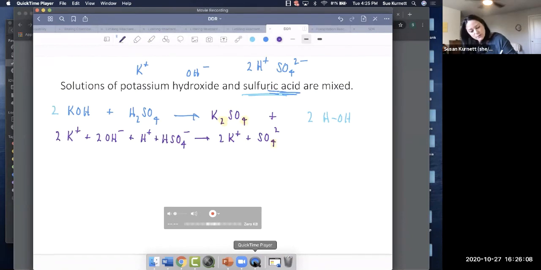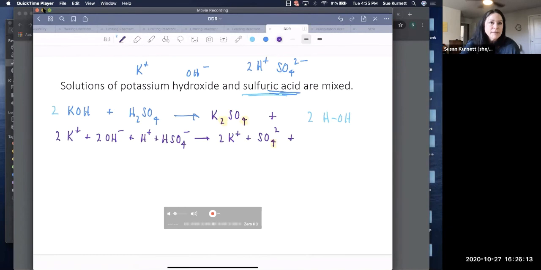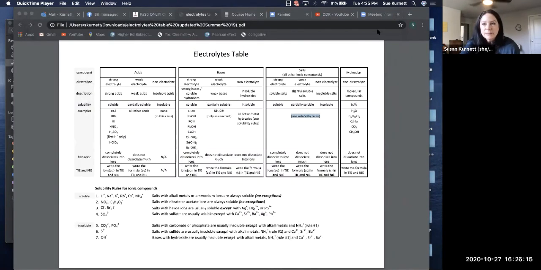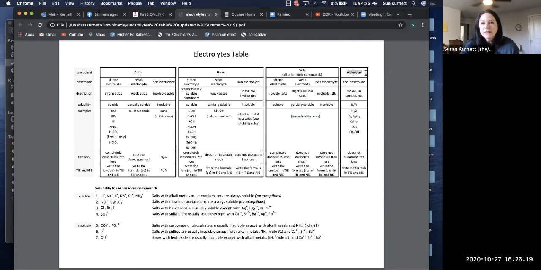Then when I write water, water is a covalent compound and it's on this table. It's molecular. It's not an electrolyte, which means it doesn't have charge. And water is our first one. I suggest to this table that you add sulfur dioxide because that's a gas forming product that's going to happen sometimes, SO2.